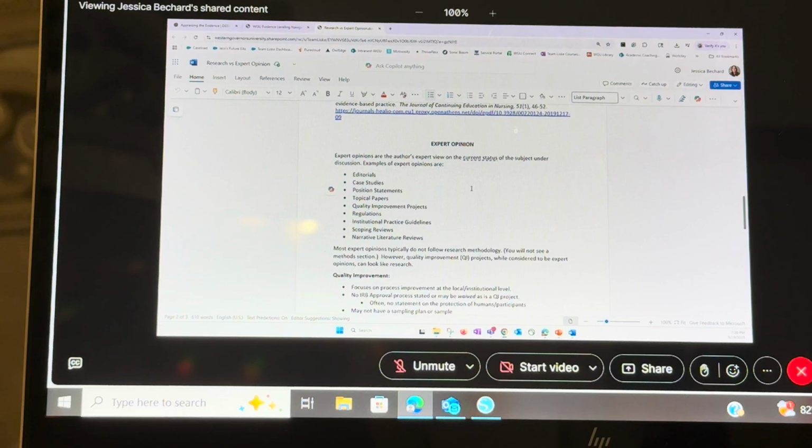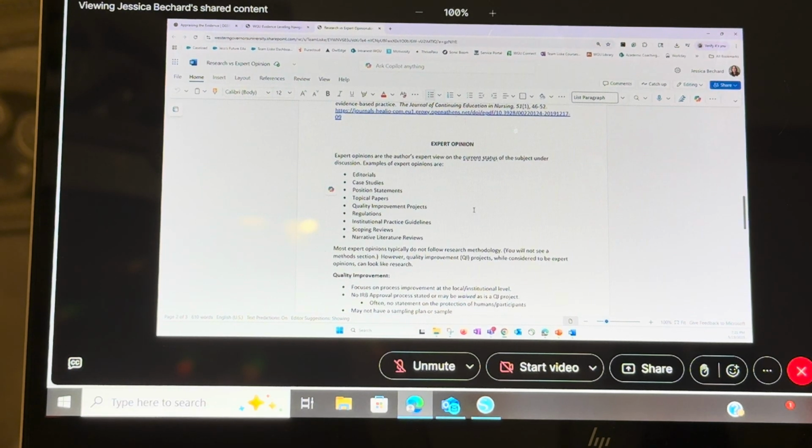So that's usually what research looks like. Expert opinions, you usually have different types of expert opinions. So it's your job, if it is an expert opinion, to dig a little deeper and figure it out, because expert opinions typically don't tell you that they're expert opinions.